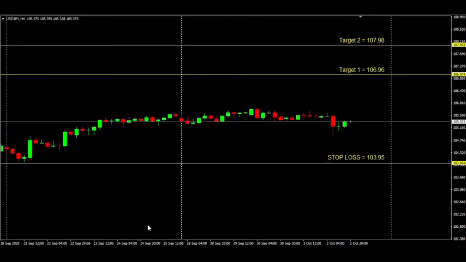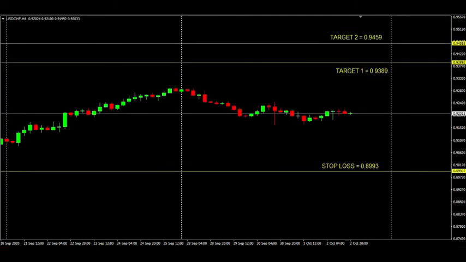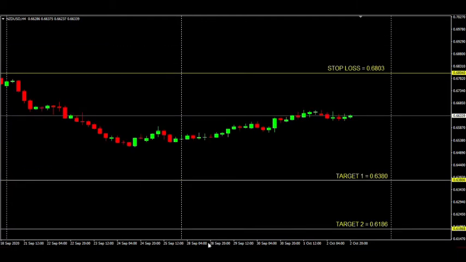Then we have the USD JPY, that again stayed within a range, didn't move much. Then we have the USD Swiss franc, that too didn't move much. The entire week, all of them didn't move much. They just stayed within a range. And then the New Zealand dollar went slightly up, but still we did not achieve our targets. So there was nothing really for last week.